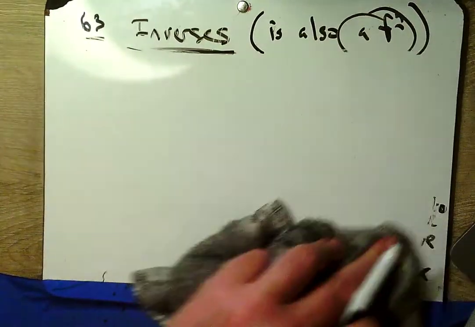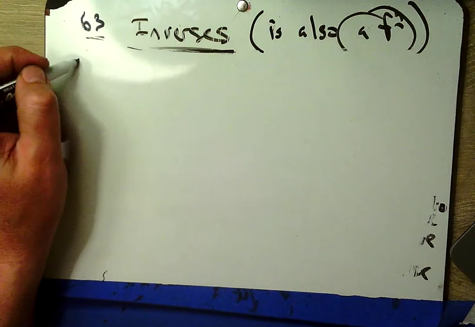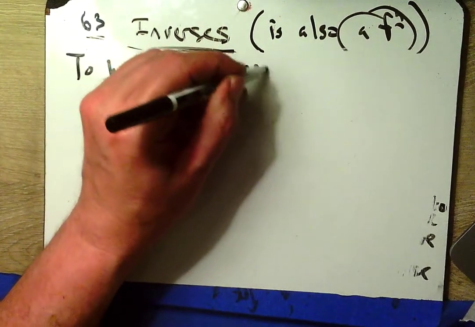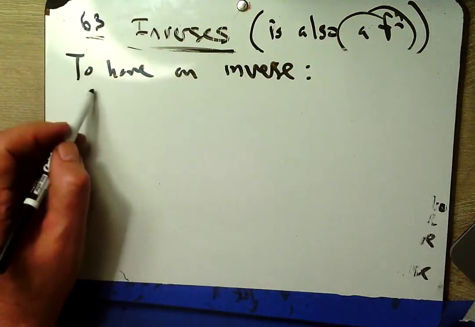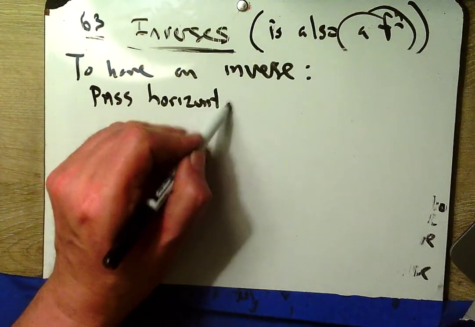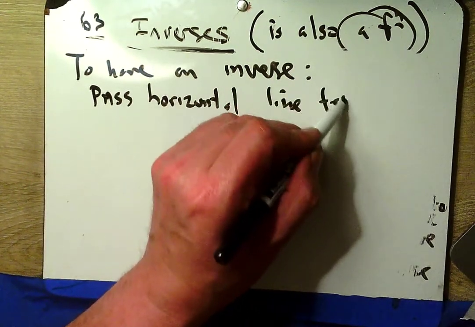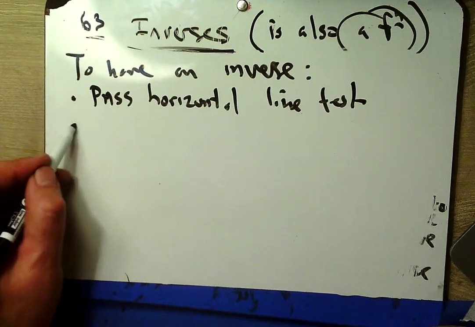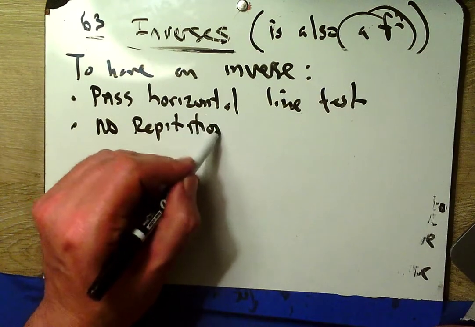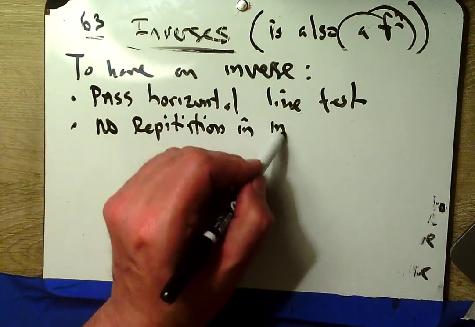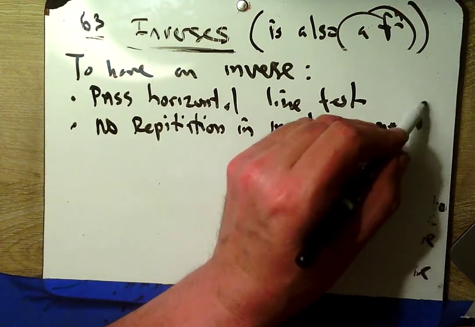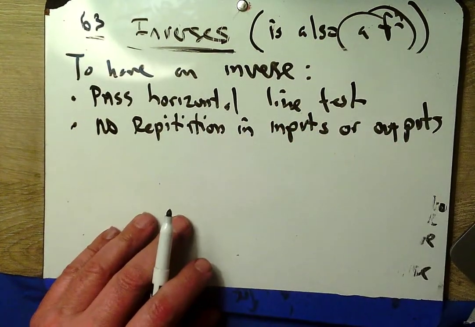Okay, so let's see what we can say. To have an inverse, I would like to pass the horizontal line test, and I would also like no repetition in the inputs or outputs. No repetition in the domain or range. Great.